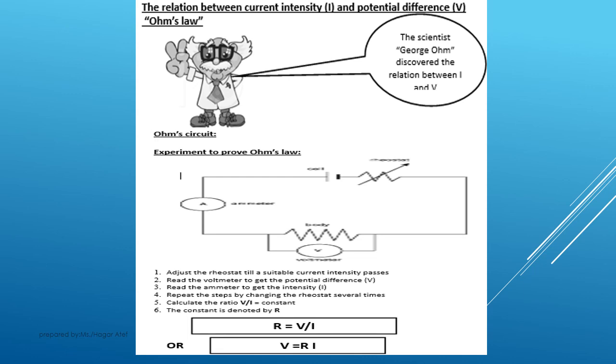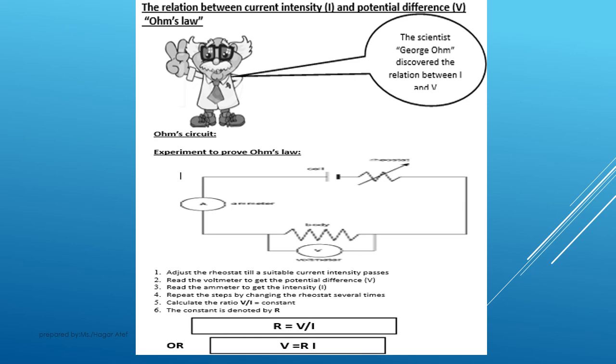The relation between current intensity I and the potential difference V: Ohm's law. The scientist George Ohm discovered the relation between current intensity I and the potential difference V, using Ohm's circuit. Adjust the rheostat till a suitable current intensity passes. Read the voltmeter to get the potential difference V. Read the ammeter to get the intensity I. Repeat the steps by changing the rheostat several times. Calculate the ratio V over I, which equals a constant.